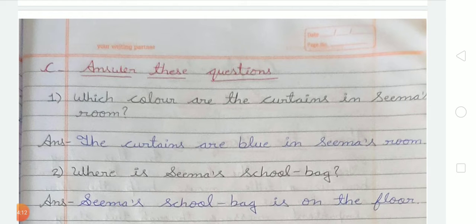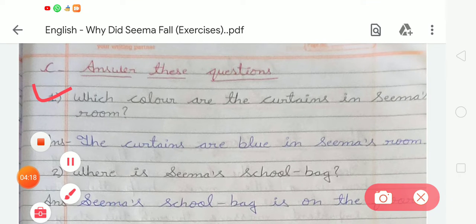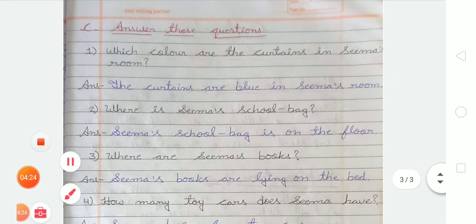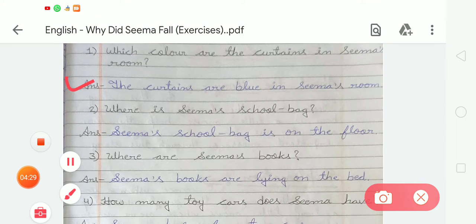Dear student, first of all you have to write question number 1, that is: which color are the curtains in Seema's room? So student, the answer will be: the curtains are blue in Seema's room.